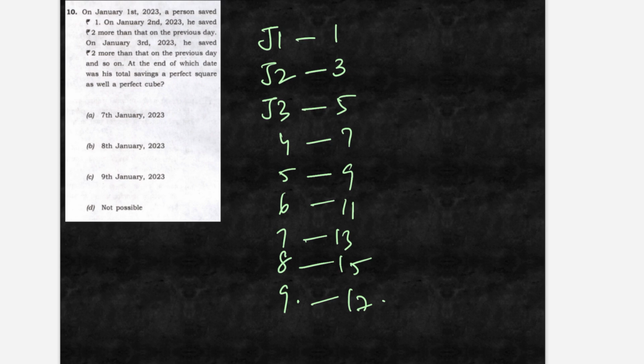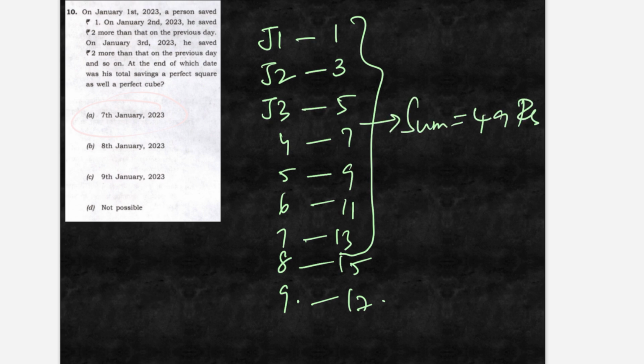So going by the option given, let me check out 7th January. How much is the total sum as on 7th January? So 13 plus 11, 24, 33, 40, 45, 48, 49, right? 49 rupees. Is it a perfect cube? No. Is it a perfect square? Yes. 7 into 7 is 49, right? But it's not a perfect cube. So that's not fitting the criteria.